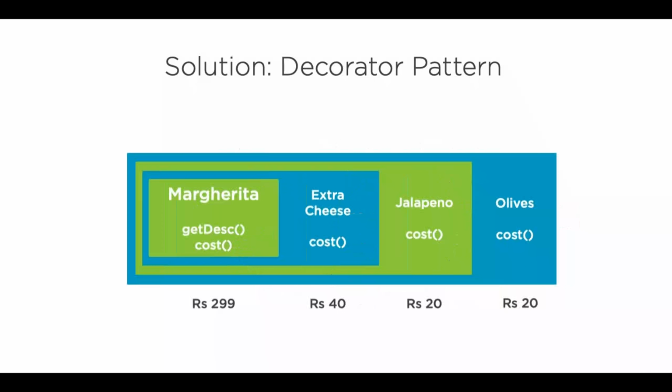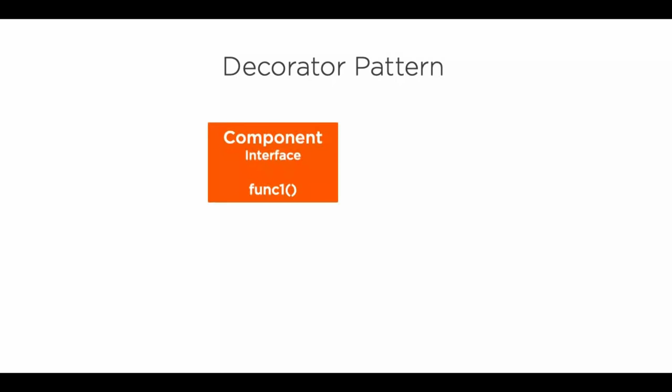So we create another object for the jalapeno and wrap it around the extra cheese object. So again, jalapeno is another decorator for us. The margarita's cost is $2.99. Extra cheese costs us 40 rupees and jalapeno costs us 20 rupees.